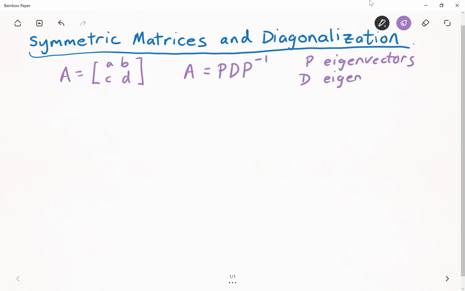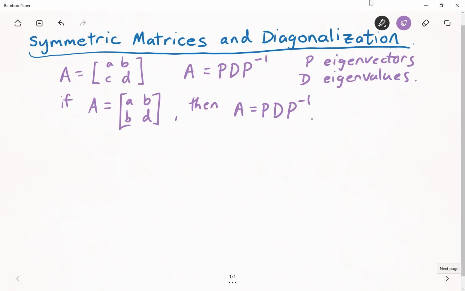Now it turns out, if instead the matrix A is a special kind of matrix we'll define later called a symmetric matrix, for example, a symmetric matrix could be of this form, A, B, B, D, then the diagonalization has some special properties. If you write it in the form A equals P times D times P inverse, we're going to be able to say a lot of extra things about the matrix P. But before we begin, there are some definitions we'd like to talk about.